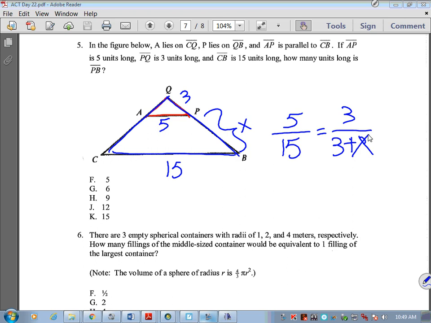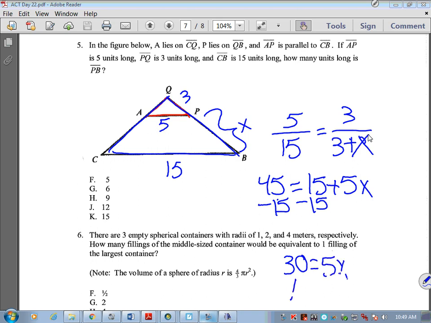So I'm going to cross multiply from here. I have 45 equals 15 plus 5x. And all this is going to do is solve for x. I want to know what PB is, but that's what we want, right? So minus 15. I've got 30 equals 5x. X should equal 6. And as I get to the bottom right-hand corner of my screen, it gets really iffy. Does that answer that for you?